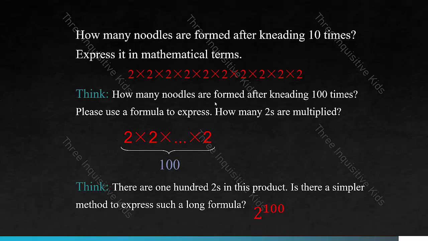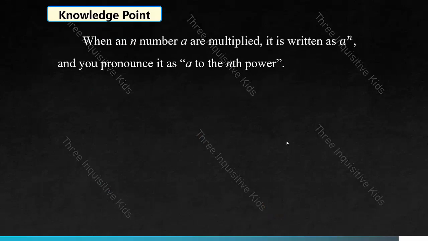Well, in math, we would just write it like this: 2, the number that's being multiplied, and 100 in the top right corner. So that's how many times it's being multiplied. When n number of a's are multiplied, it is written as a to the nth power. That's how you would read this, and you pronounce it as a to the nth power.